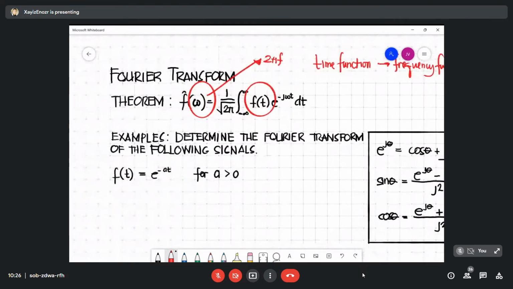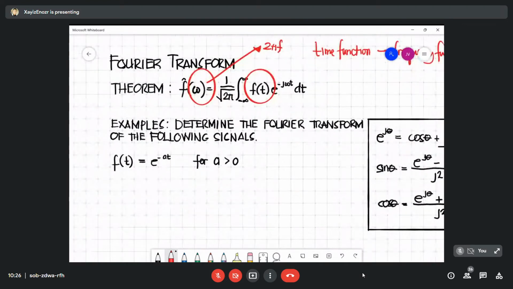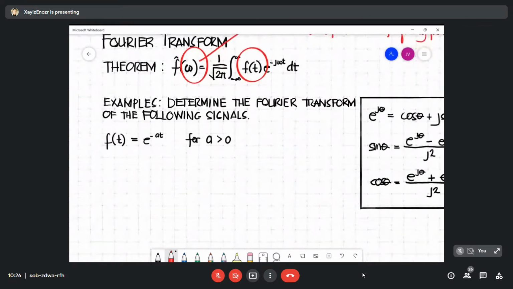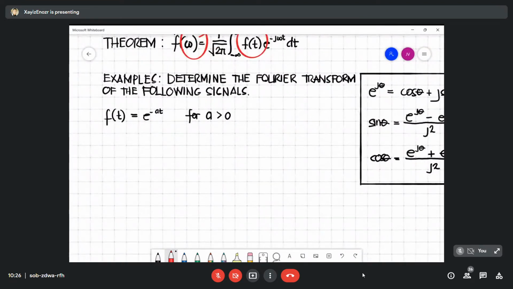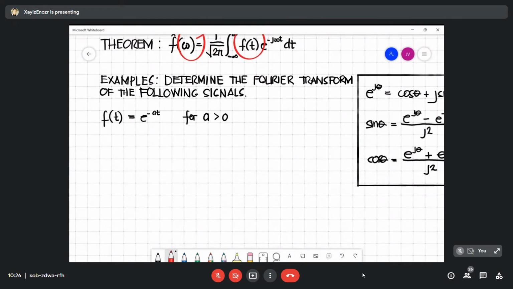So, paano nga ba siya ginagamit or paano siya sinusolve or paano natin gina-transform yung signal? For example, meron tayo ito. Example, determine the Fourier transform of the following signals. First, we have f of t is equal to e raised to negative at, for a is greater than 0. So, paano nga ba to?